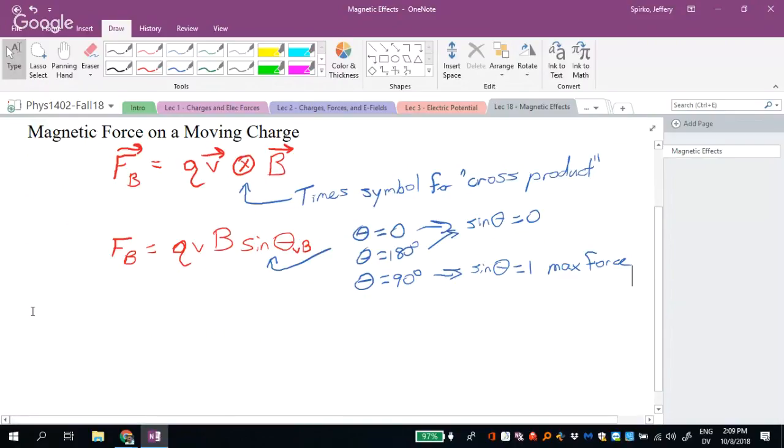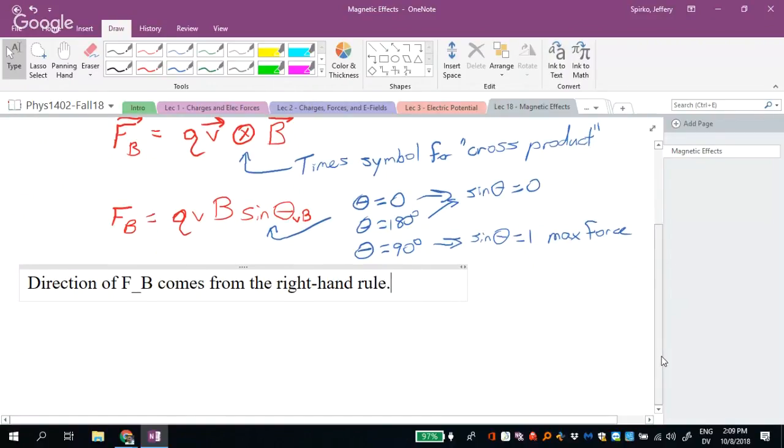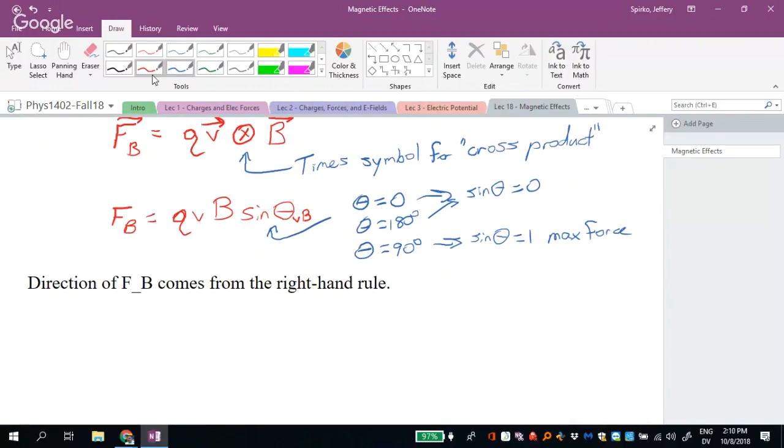So there's a couple of ways to do this. The most common one is called the right-hand rule. So here's how it works. I'm going to try to draw a hand. There's a thumb.